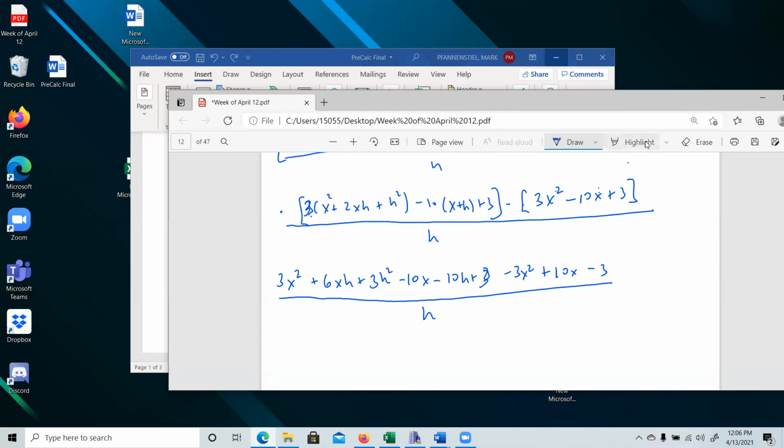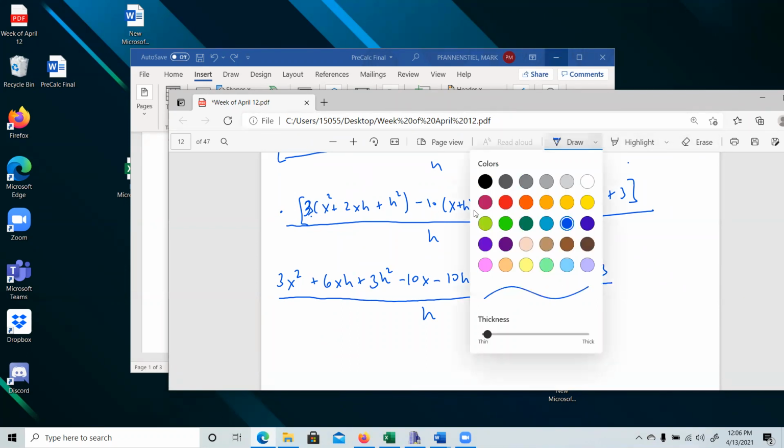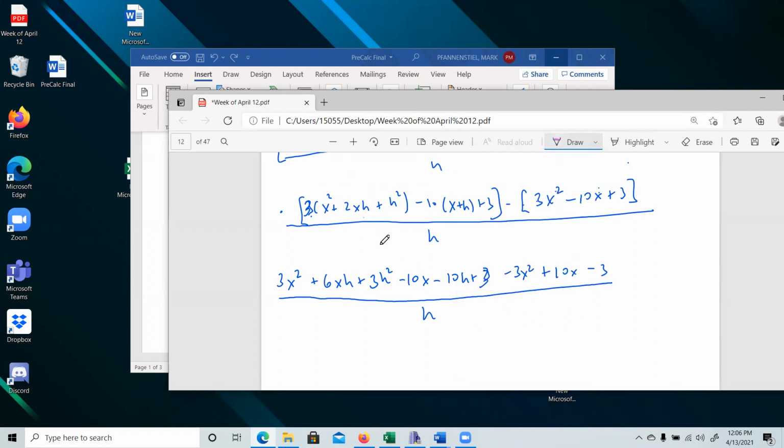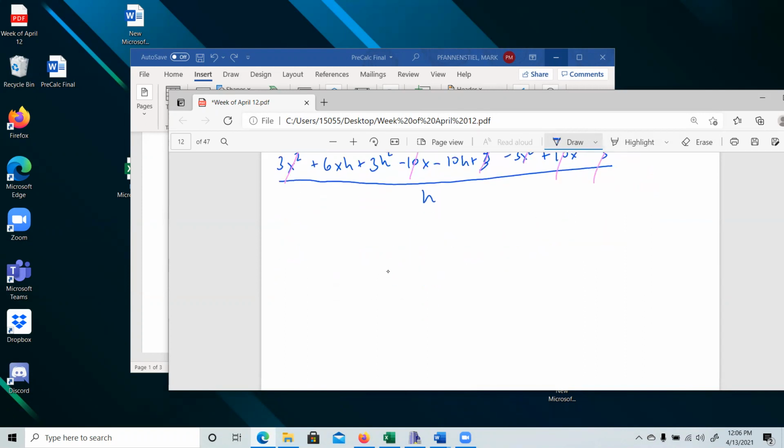So let's see here. We have a negative 3x squared and a 3x squared, right? We have a minus 10x and a plus 10x. We have a plus 3 and a minus 3. What do we have left? Okay, so here we go. We have 6xh plus 3h squared minus 10h, and the rest of the stuff is all gone.